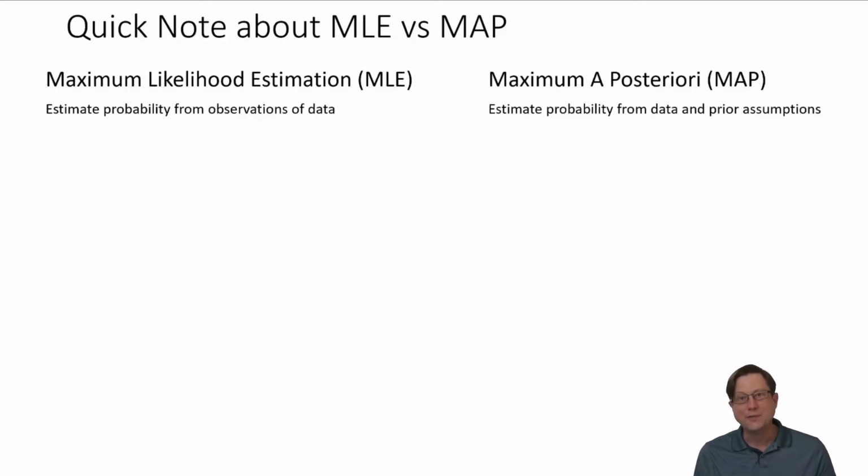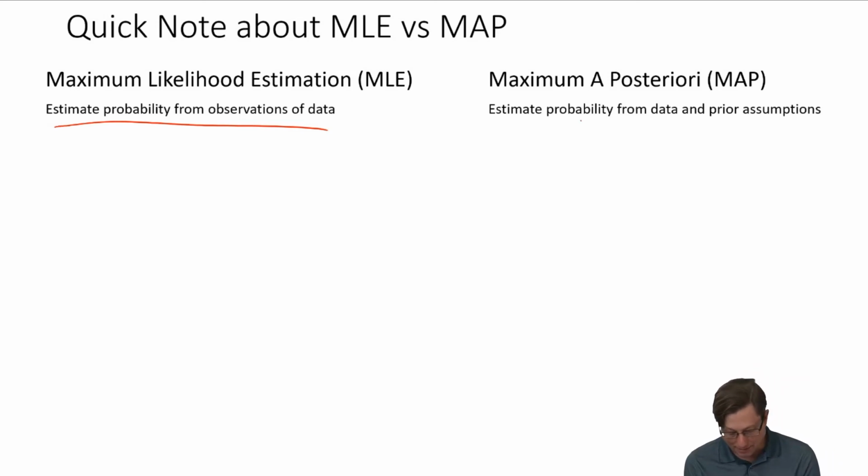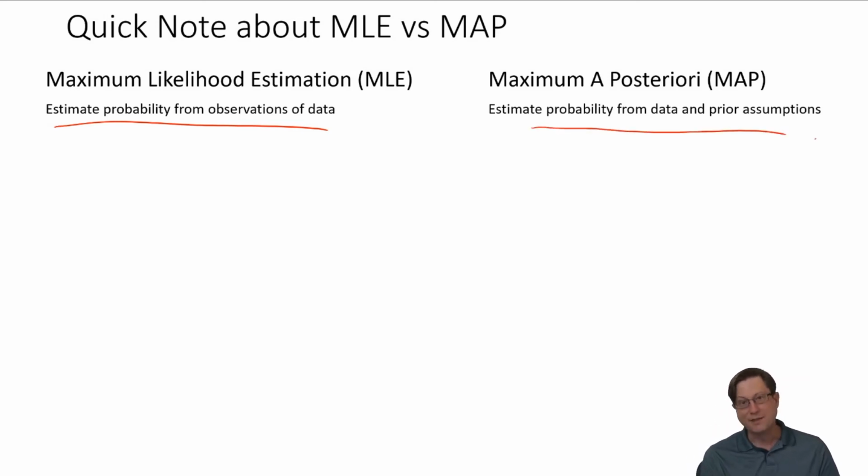When you are using data to make estimates, there are 2 philosophical approaches for doing it. One of them is that you estimate the probability that you're trying to estimate from observations of data. You look at the data, whatever the data is telling you, you use that, you go, that's my estimate, let's go. The other approach is to estimate the probability based on the data, but also based on your prior knowledge of how the world works, some form of prior assumptions.